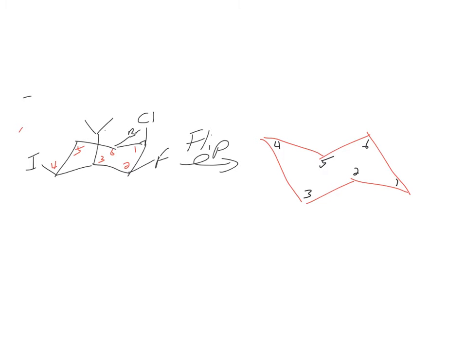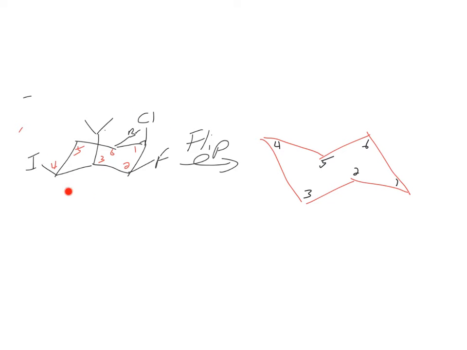They're still there. So if something was up, where's it going to be on the ring flip? Is it going to be up or down? Up. If you're up, you're always up. If you're down, you're always down. The only thing that changes on the ring flip is whether you're axial or equatorial.